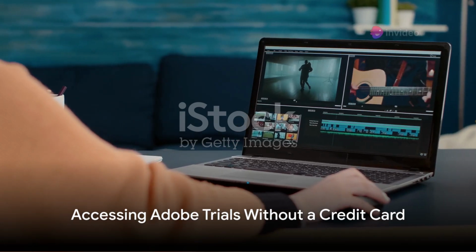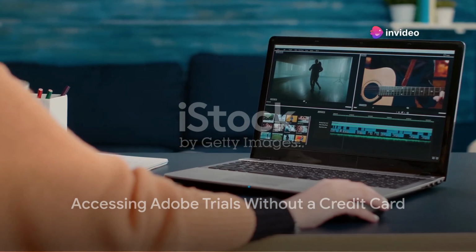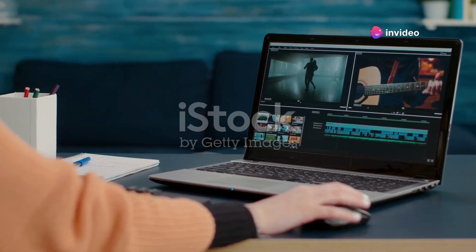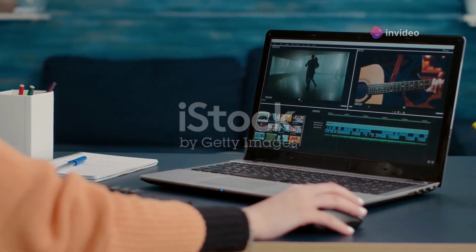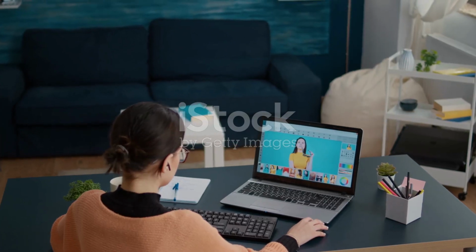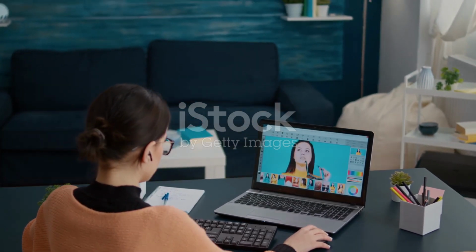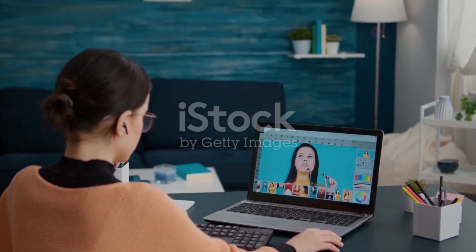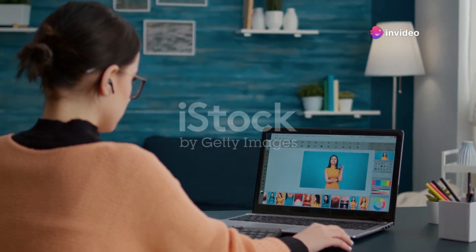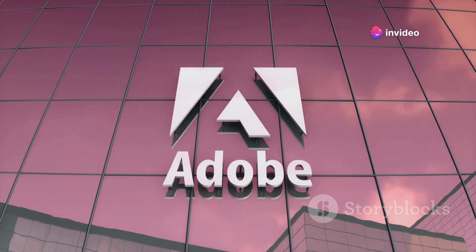Ever felt an impulse to plunge into the universe of Adobe and its extensive array of products, but discouraged by the prerequisite of a credit card? Today might just be your fortunate day. A simple step-by-step process is about to unfold, enabling you to access trial versions of Adobe without a credit card. Intrigued? Let's get into it.